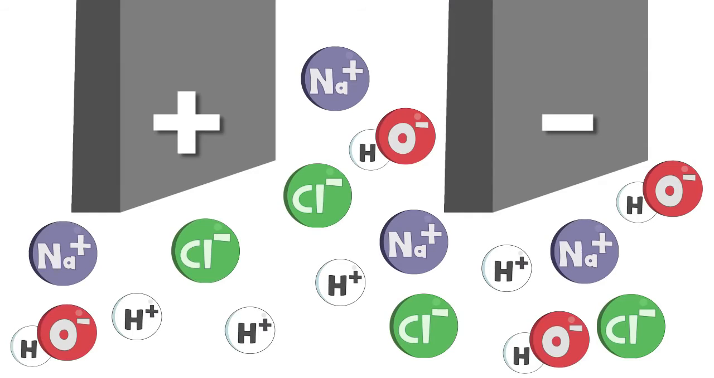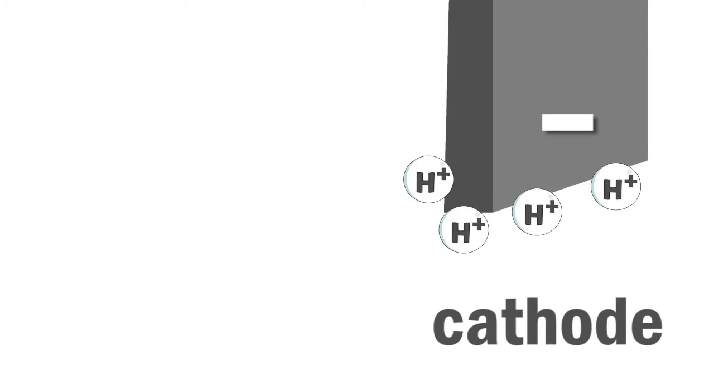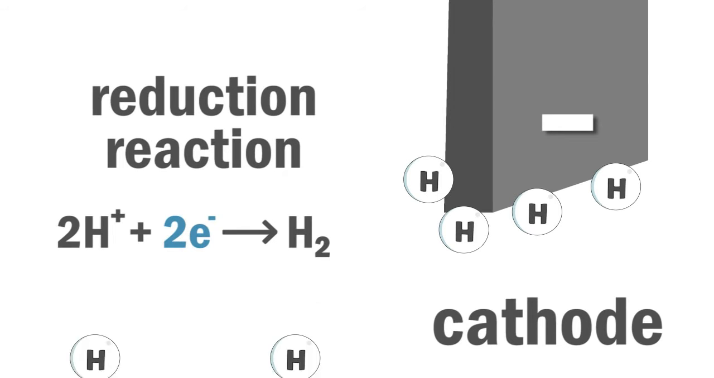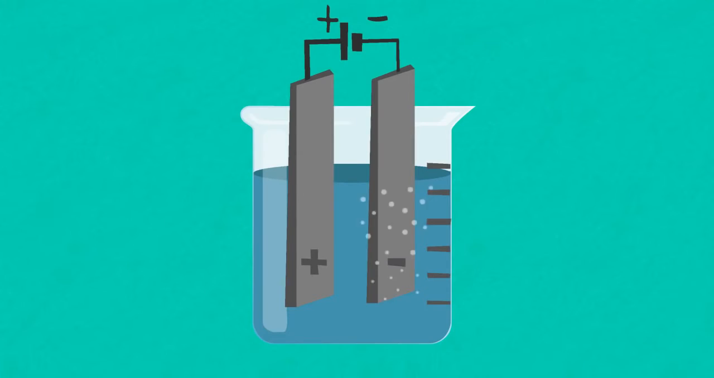It is negatively charged, and the positive sodium and the hydrogen ions each gain an electron from the electrode to form hydrogen atoms. Here is the equation. Two hydrogen atoms then bond to form a diatomic hydrogen molecule, and that's the hydrogen gas given off. The gas here is colorless and can be collected in a test tube.